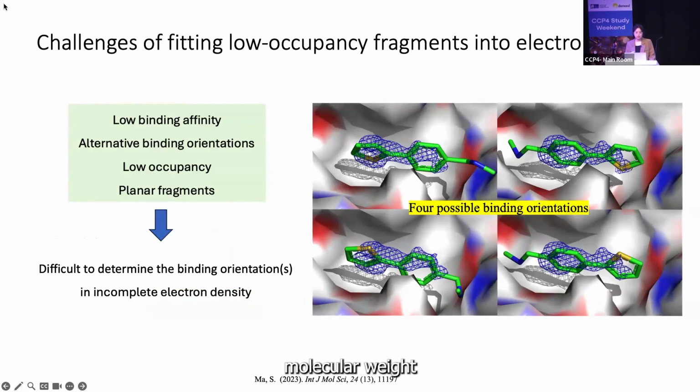Also, because of their low molecular weight and the incorporation of at least 1 aromatic ring, it's pretty hard to fit the fragments into the density because a large proportion of them are planar or quasi-symmetric. For example, in our FBDD study against SARS-CoV-2 non-structural protein 1, fitting this fragment into the incomplete density gives us 4 possible binding orientations with very close R-free values after refinement. So it's really hard to know which is the correct binding orientation for this fragment.